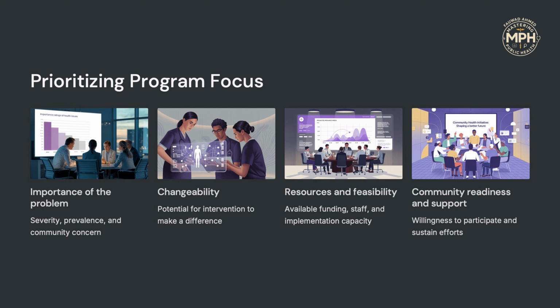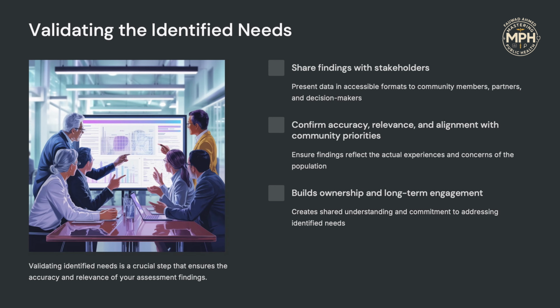Step 5. Identify the program focus. Prioritize the most changeable and significant problems. Consider feasibility, cost, community readiness, and political will. Step 6. Validate the identified need. Go back to your stakeholders. Share your findings and confirm that the conclusions make sense to those who know the community best.